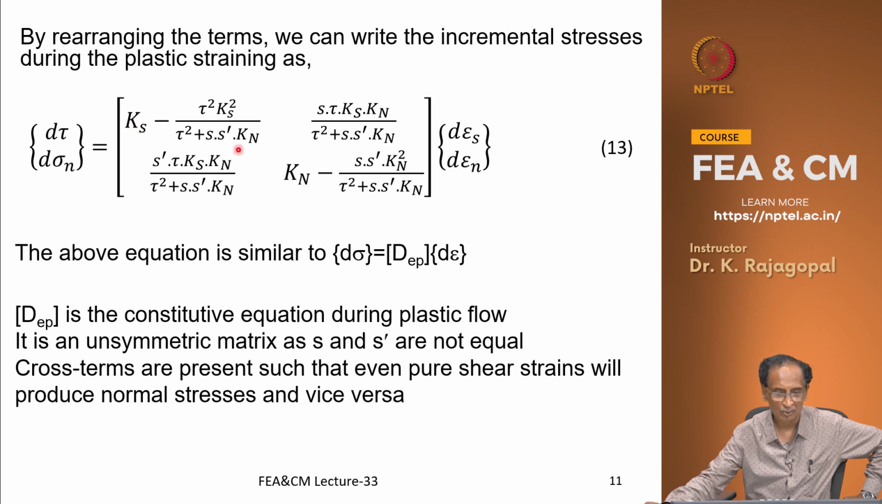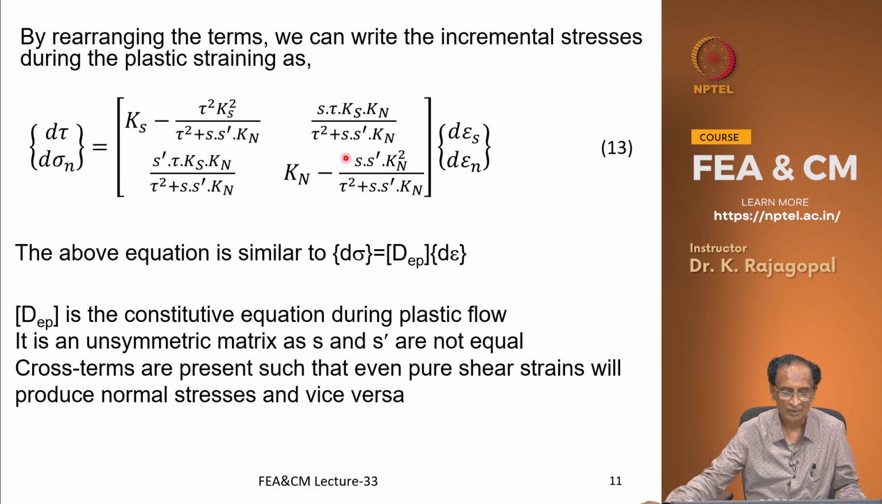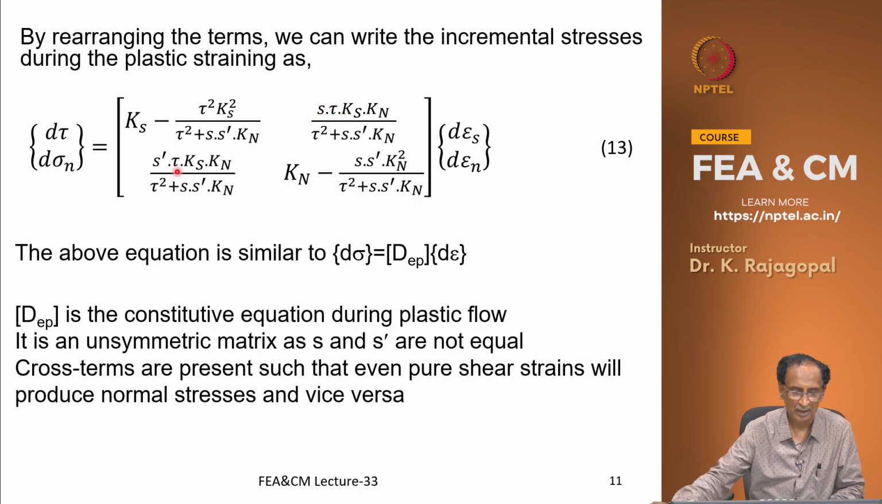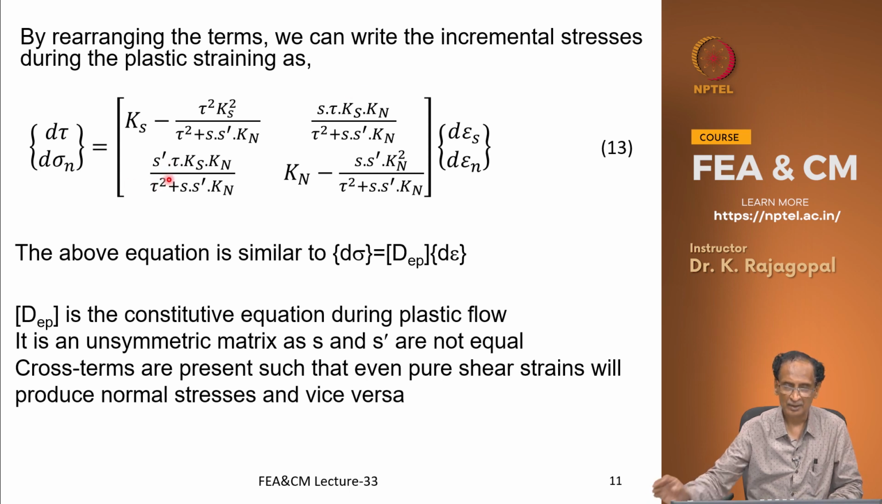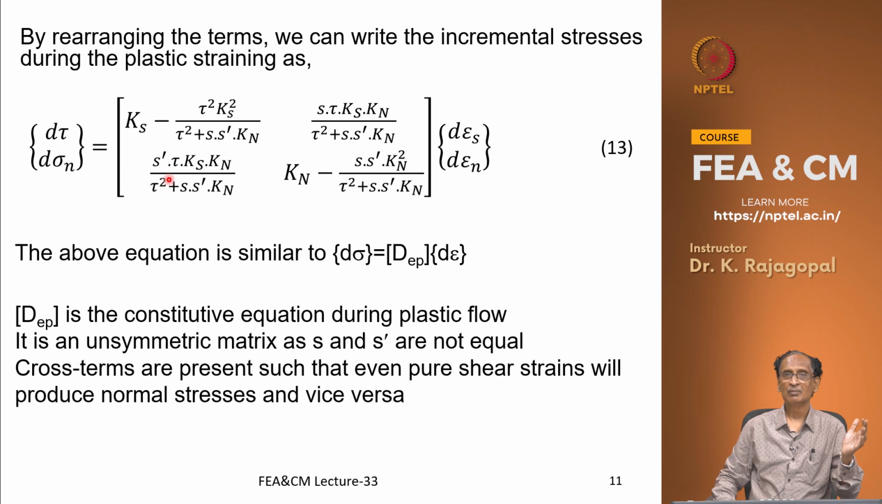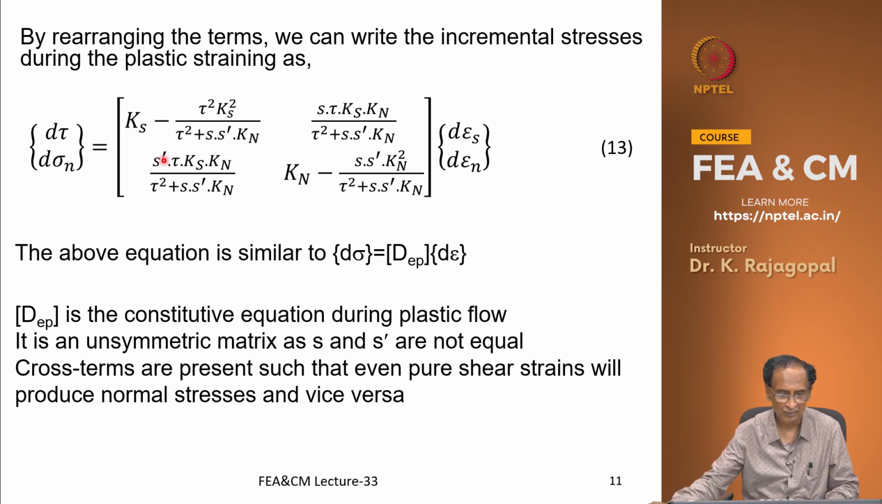part, our two diagonal terms are lesser than the elastic values, because you have Ks minus something and Kn minus something. Then if you look at these off diagonal terms, we have S and tau, and here S prime and tau, and S and S prime are not the same, because one is related to friction angle phi and the other is related to dilation angle psi. So, we see that the off diagonal terms are not the same.